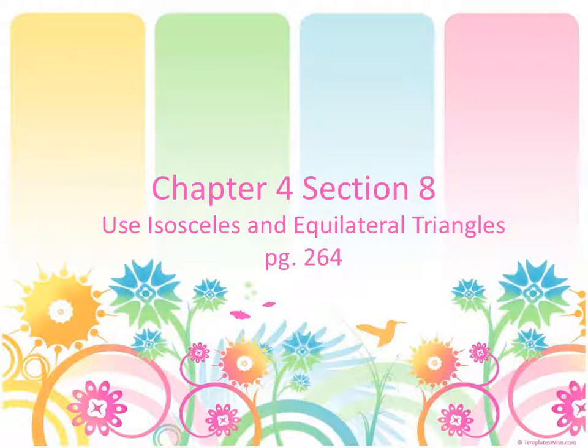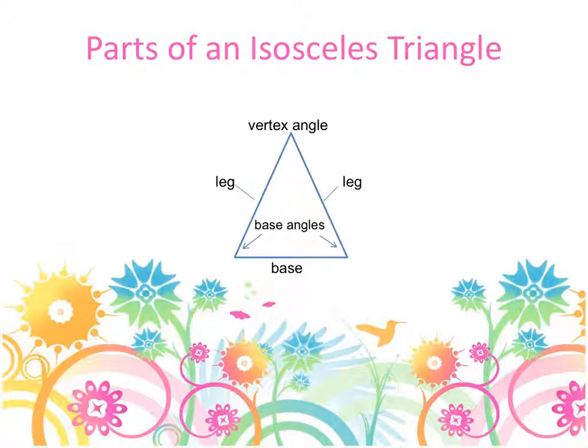So today we're going to cover the last section that we're going to cover in chapter 4, which is section 8, and it's going to be using isosceles and equilateral triangles. Most of the information in this lesson you've seen before, but now we're going to officially be presented the information as a theorem or a converse or a corollary. But before we begin, let's learn about the parts of the isosceles triangle.